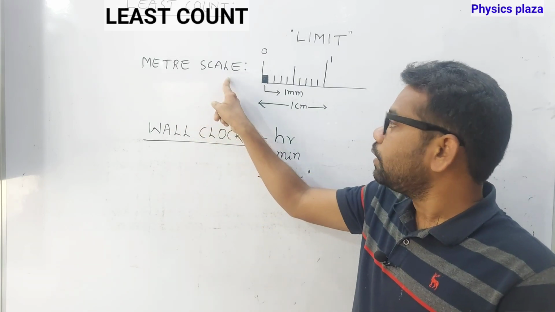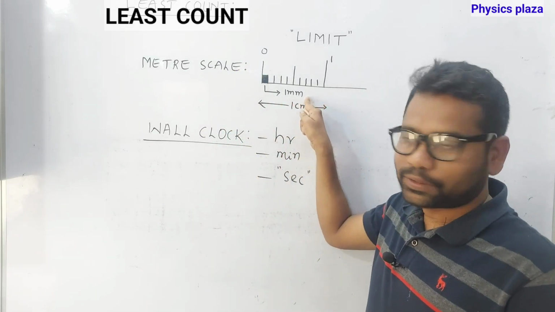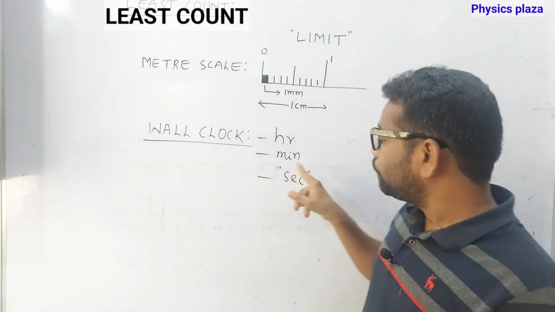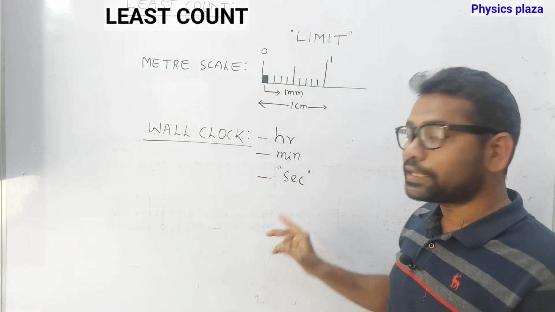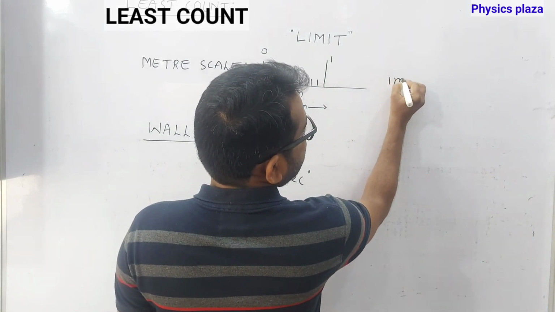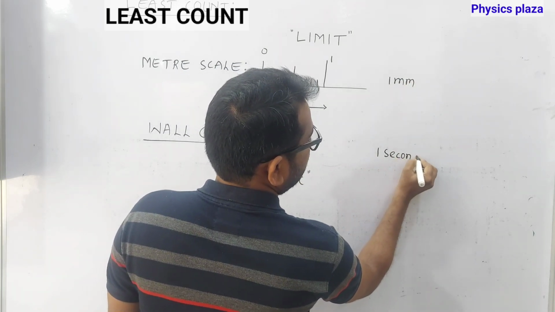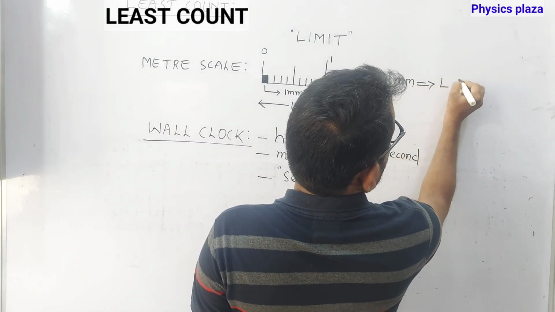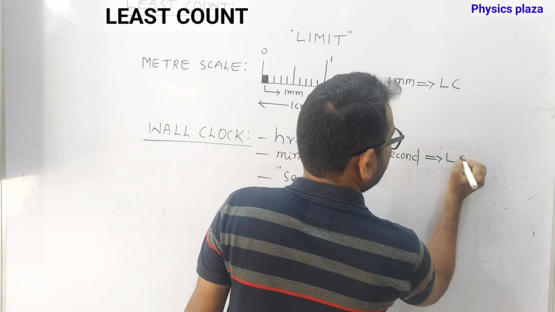By using a meter scale, children, we cannot measure a length less than 1 millimeter. This is the limit for this. Whereas by using a normal wall clock, we can measure the time up to a second only. So we cannot measure time less than 1 second with a wall clock. Now here, let us concentrate. Here 1 millimeter is the limit. Here 1 second is the limit. So now I can say this is the least count of the meter scale, and this is the least count of the wall clock.